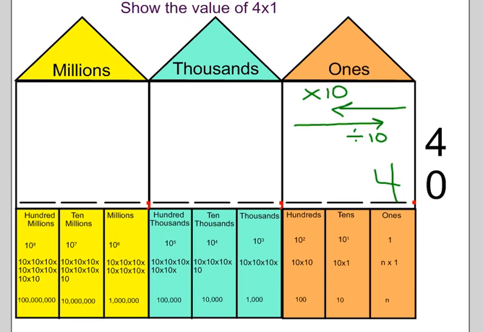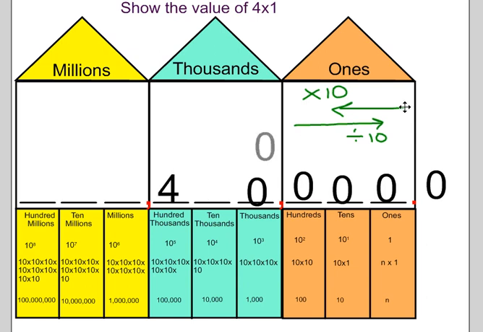I can still do the same pattern. If I move that 4 into the tens position, 4 times 10 now is 40. 40 times 10 is 400. 400 times 10 is 4,000. And I can keep going. 4,000 times 10 is 40,000. 40,000 times 10 is 400,000. 400,000 times 10 is 4 million.